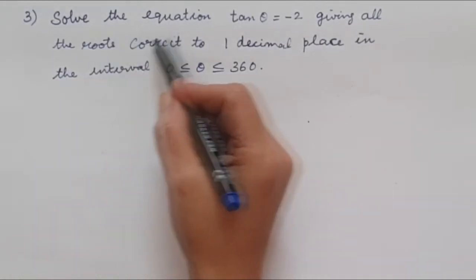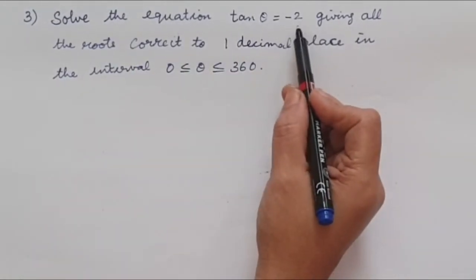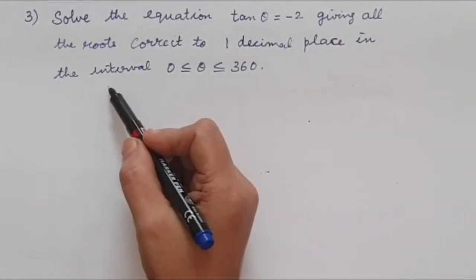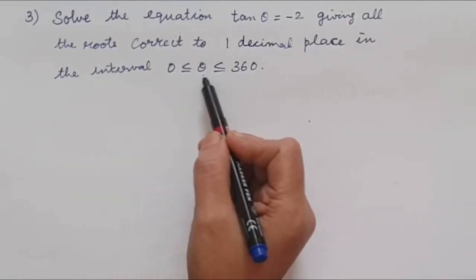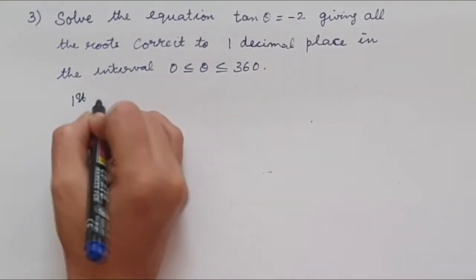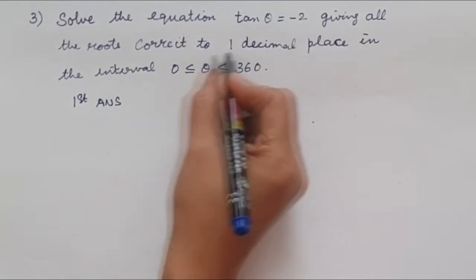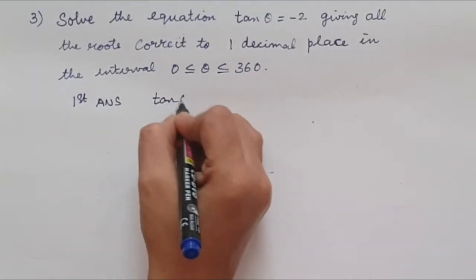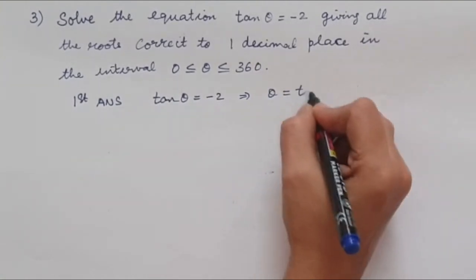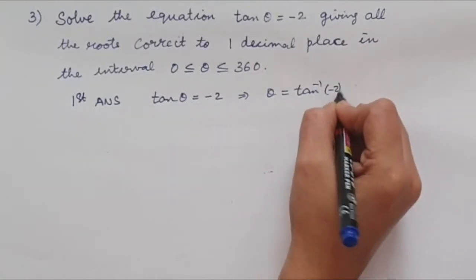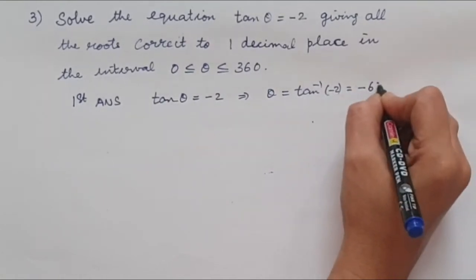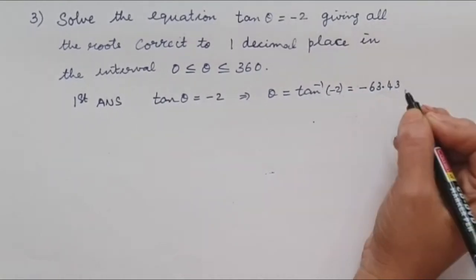Third question: solve the equation tan theta equal to minus 2, giving all the roots correct to one decimal place in the interval 0 less than or equal to theta less than or equal to 360. Now for our first answer, as usual, here it is a tan. So tan theta will be equal to minus 2, which implies theta will be equal to tan inverse of minus 2. Tan inverse of minus 2 will give us an answer of minus 63.43.